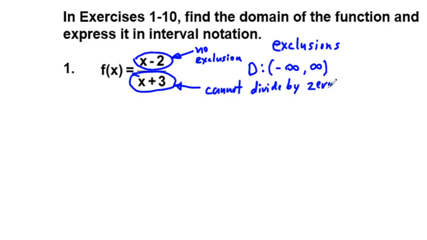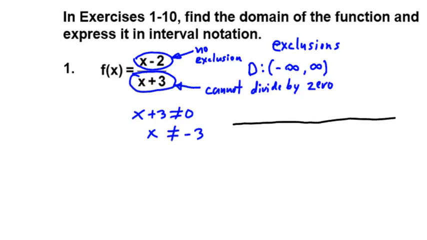So to find our exclusion, we know that this denominator, x plus 3, cannot be what? Cannot be 0. So if we solve for x, we subtract 3 from both sides of the inequality, x cannot be negative 3. So negative 3 is the only value in this function for which that function is undefined. So our critical number becomes, on a number line, negative 3. And on that number line, we represent that exclusion by an open point.